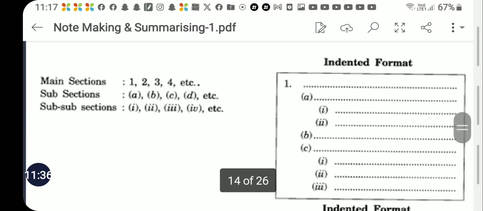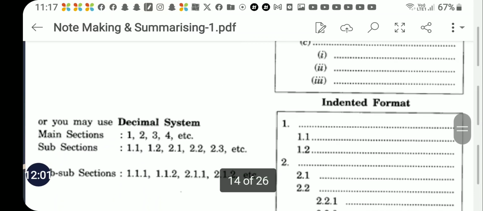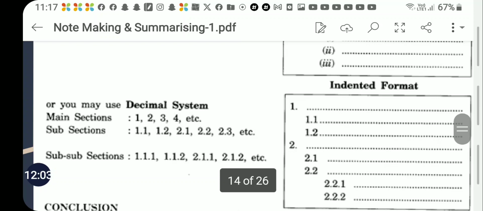Now what do we get to see? Main sections 1, 2, 3, 4, and so forth, etc. Subsections A, B, C, D, etc. Either you can divide into A, B, C, D or into 1, 2, 3, 4. Whenever you divide it into 1, 2, 3, 4, it's called the decimal system. Okay. This is also an indented format. This is the indented format, but the decimal system is easier to follow.